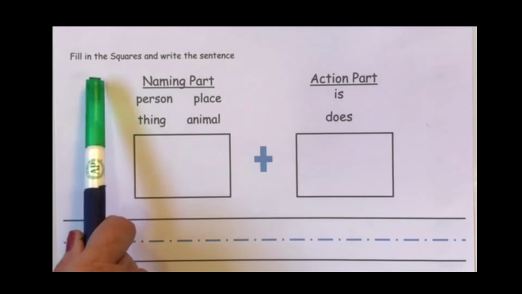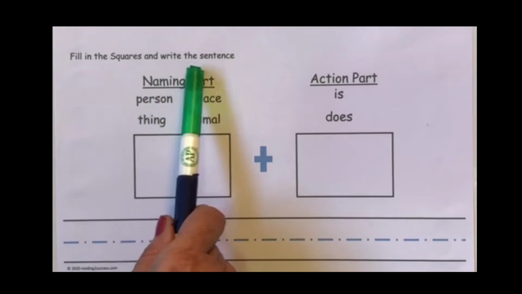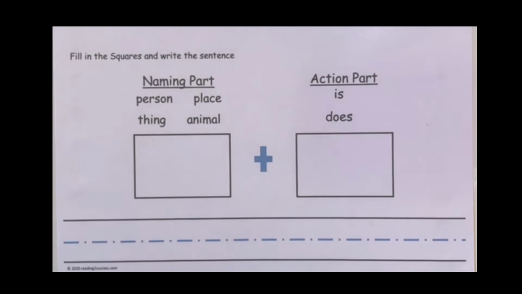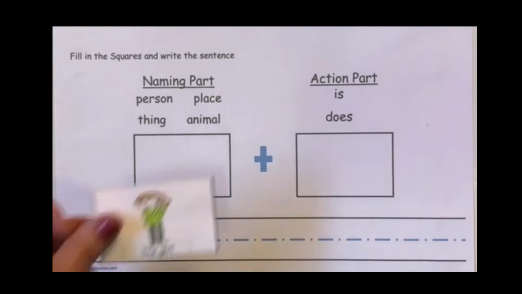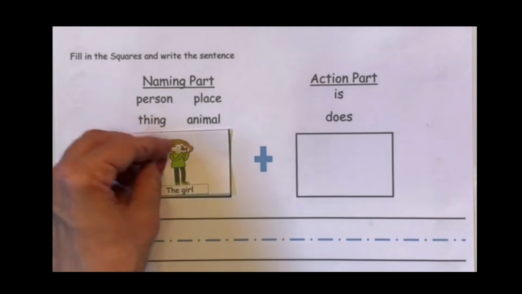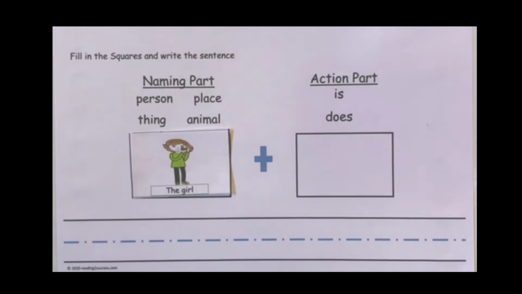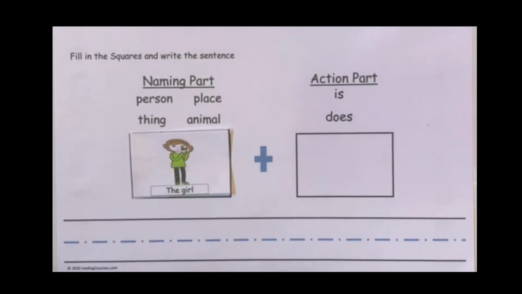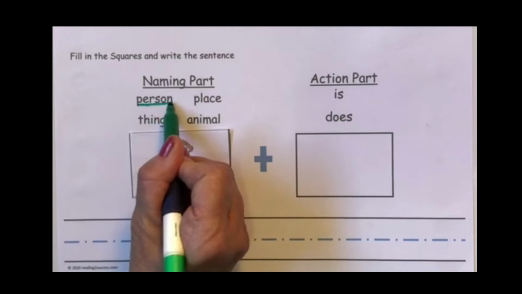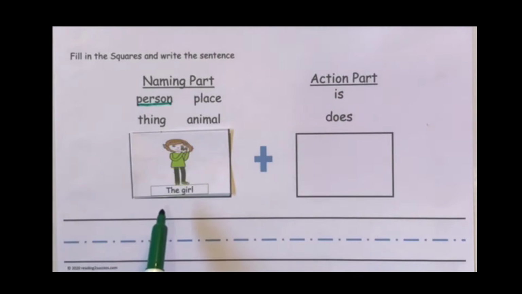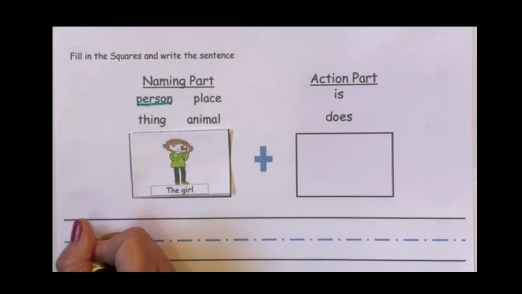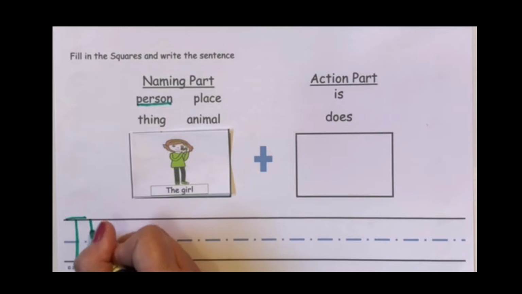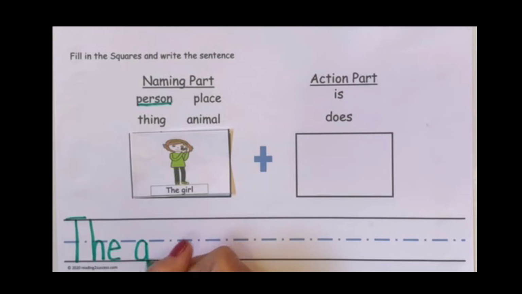The directions say fill in the squares and write the sentence. So we're going to look for the naming part card. And we have the first one right here. We're going to place it in the square. So now it says naming part. We have to decide whether it is a person, place, thing, or animal. The girl is a person, so let's underline that. So our naming part is the girl. So we are going to write the first part of the sentence, the girl.